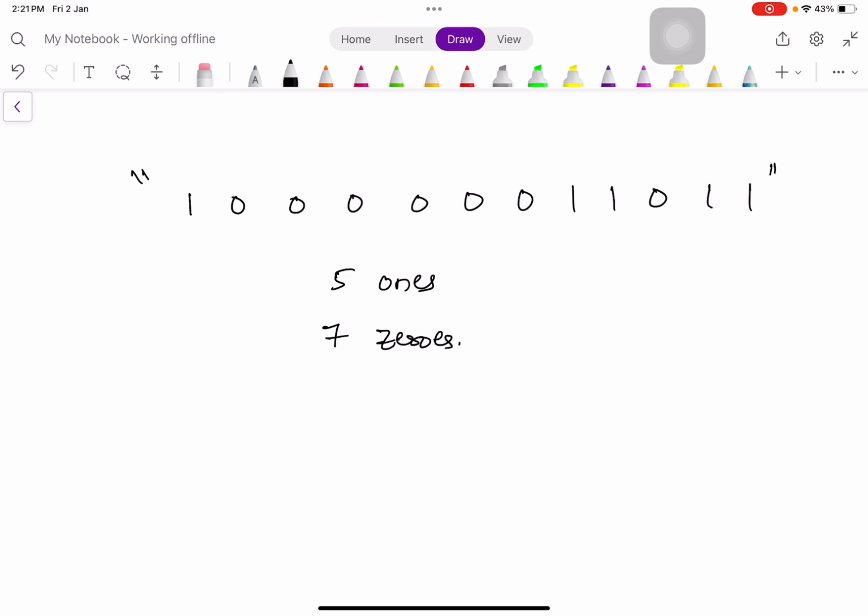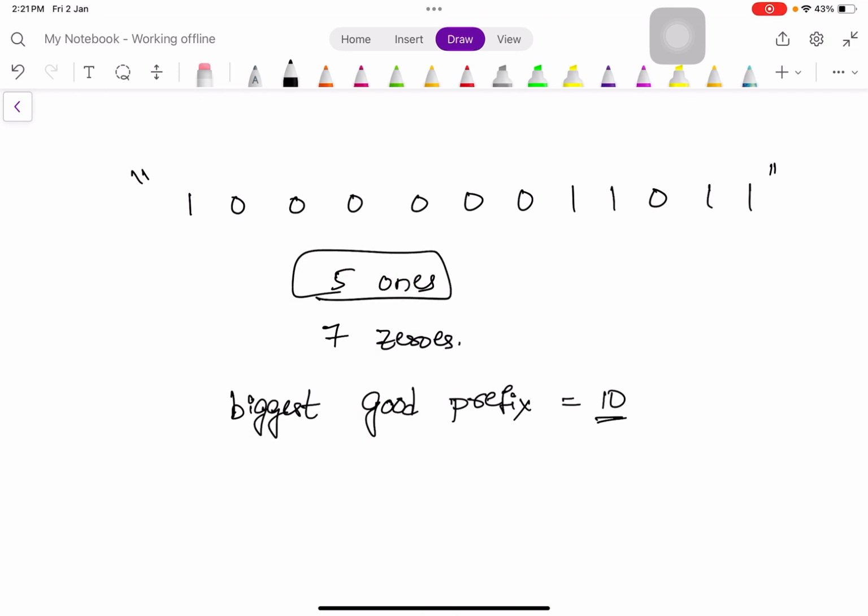While looking at this, we can say that the biggest good prefix will be of size 10. Why 10? Because we have 5 ones and 5 ones can be balanced out with 5 zeros. So 5 ones plus 5 zeros will be of length 10. 2 zeros are extra over here, which we will not be using in our good prefix.